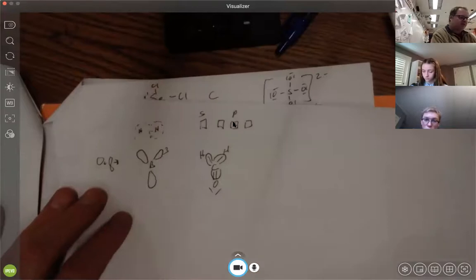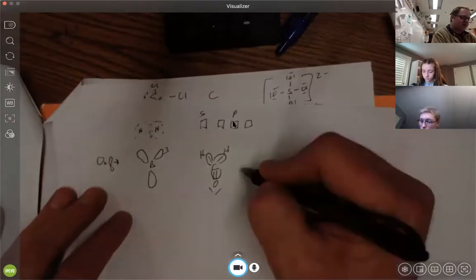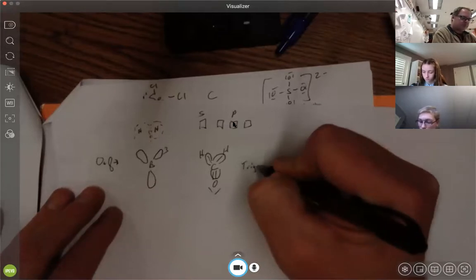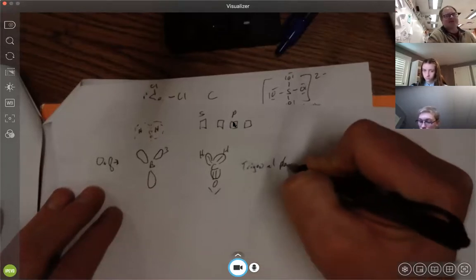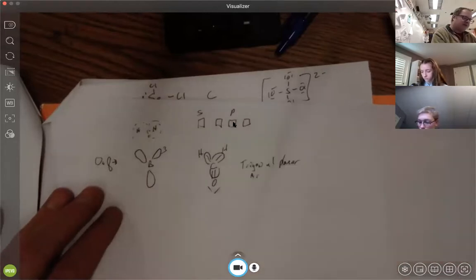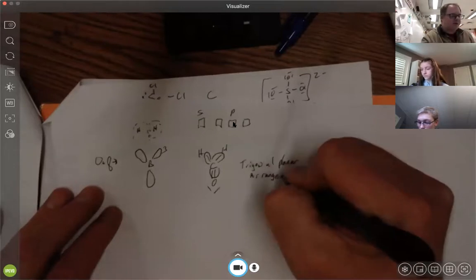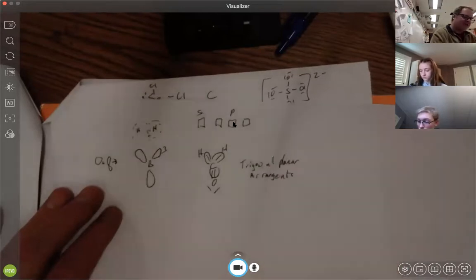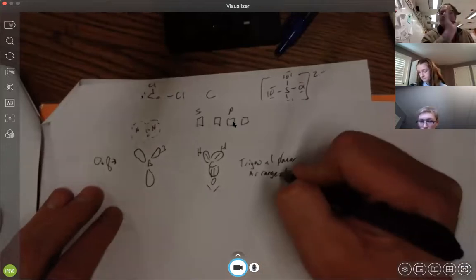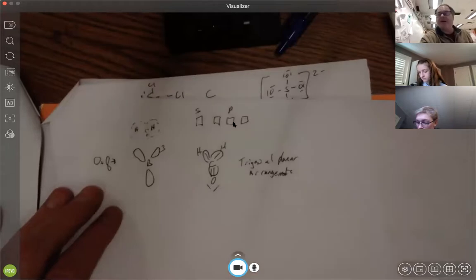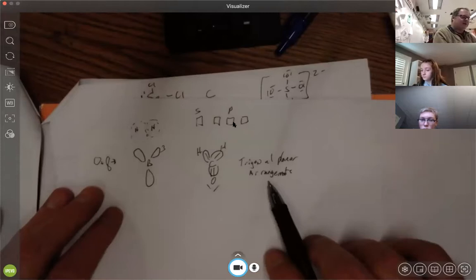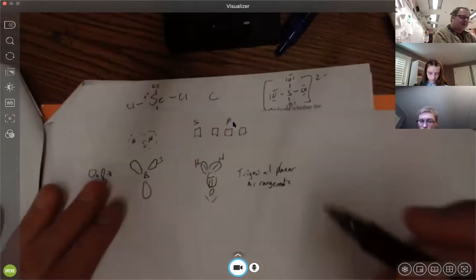So if it's sp2 hybridization, it has a trigonal planar arrangement. Keep in mind, I am saying the word arrangement here. I'm not saying that it is a trigonal planar, I can't spell, arrangement. This includes trigonal planar and bent. But let's say it only has 2 areas.